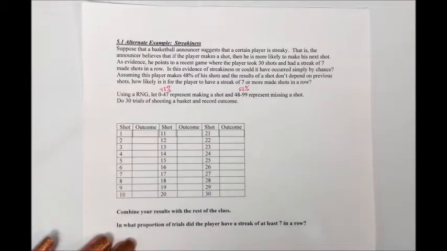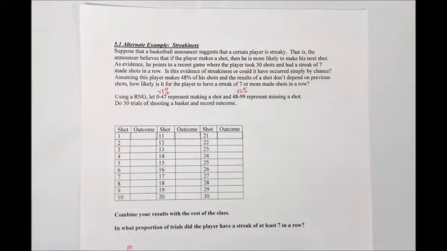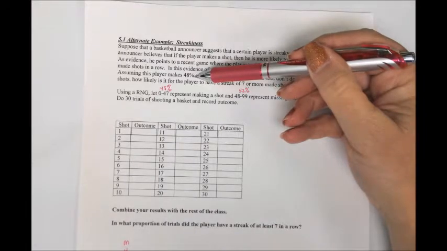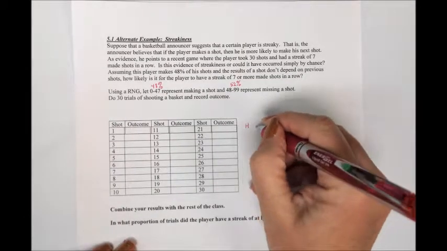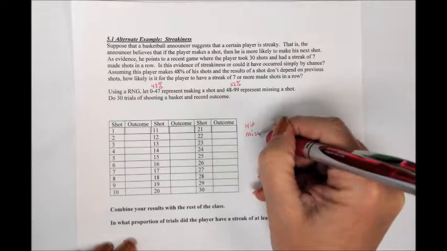We want to do a simulation, but we want the success rate to be 48% if it's just random. So I'm going to say hit is making it and M is missing. I'm going to record H's and M's.